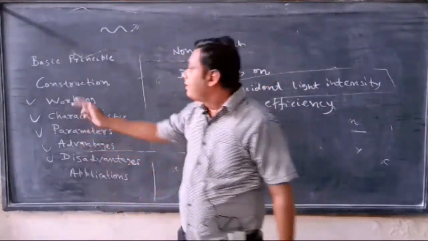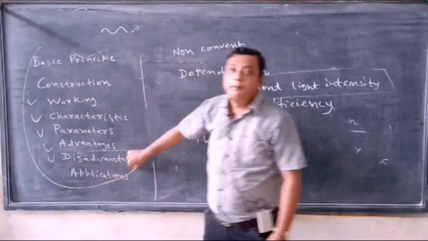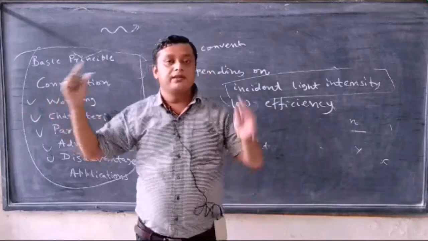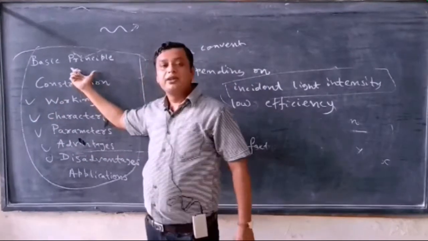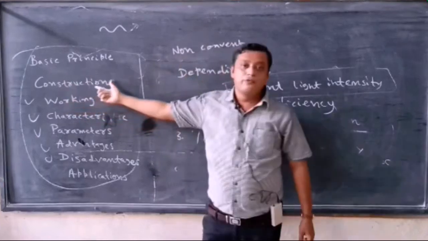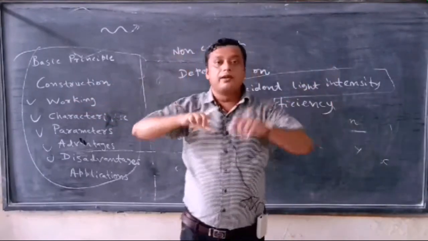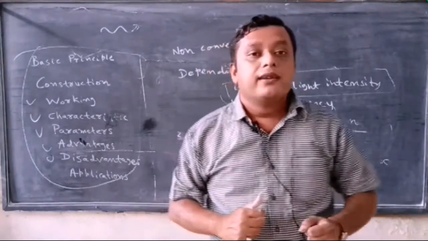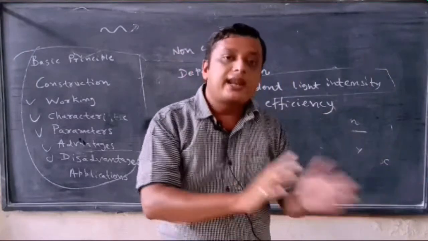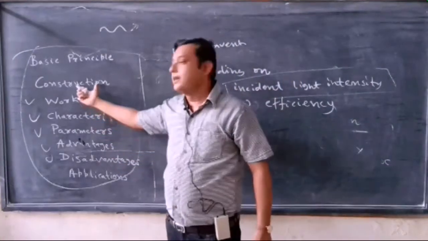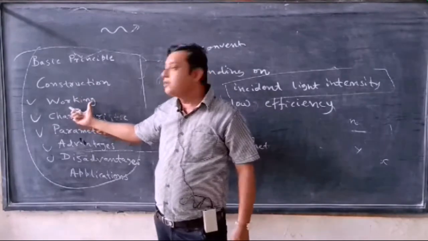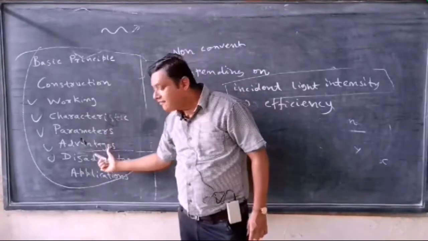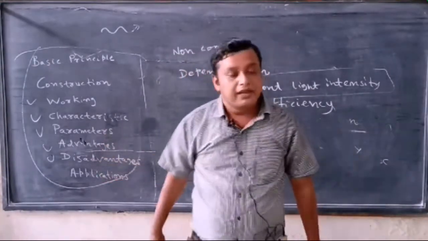Further, this will be our pattern to write the answer in an examination. We will start from the basic principle. After completing the basic principle, we will move to the construction with the figure, and then whatever we are describing from the figure, we will write under the construction heading. Then the working of the solar cell, then the current voltage characteristics of the solar cell, parameters, advantages, disadvantages, and then applications.